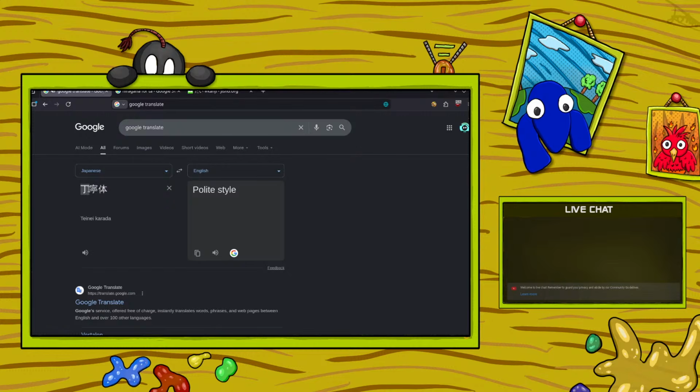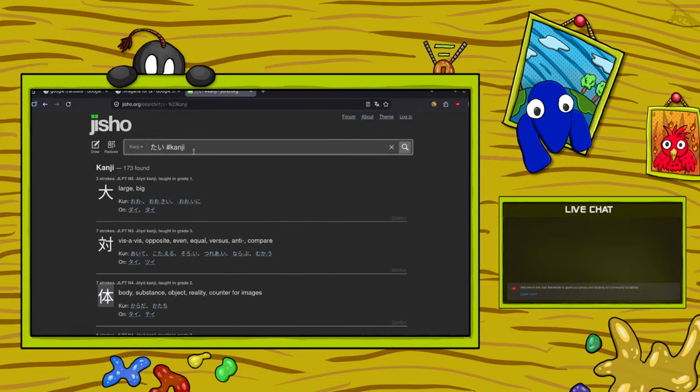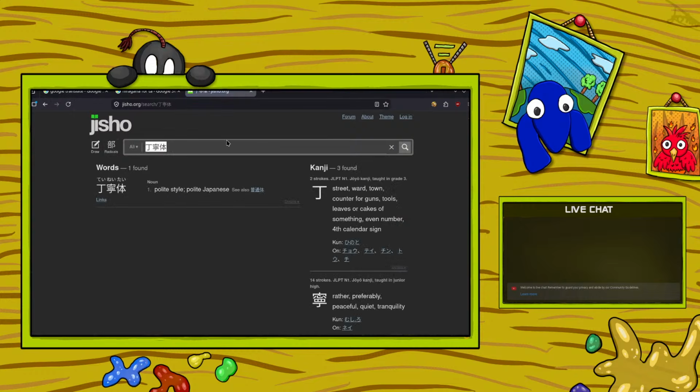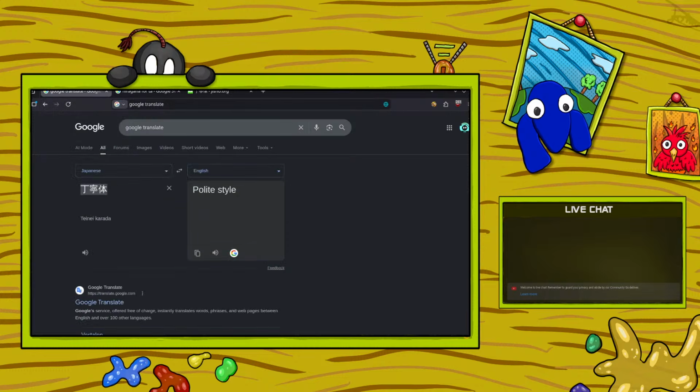Tenetai. Yeah, tenetai, and then absolutely everything here doesn't mean anything. So I'm just gonna put that in there and put that in here. So a polite way, the Japanese polite way. So yes, that is indeed correct.